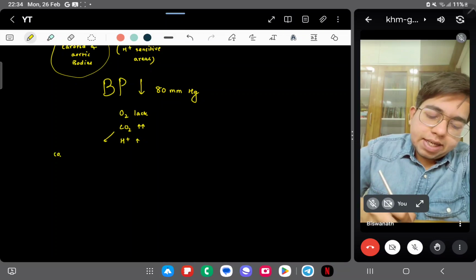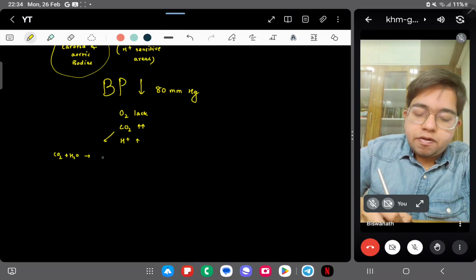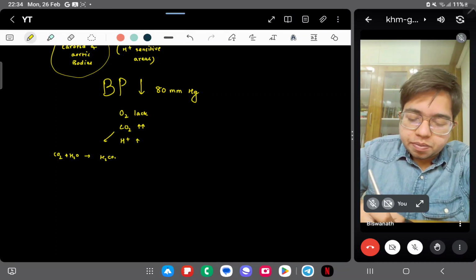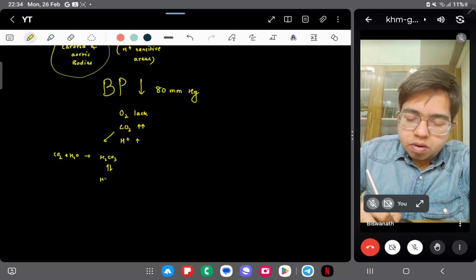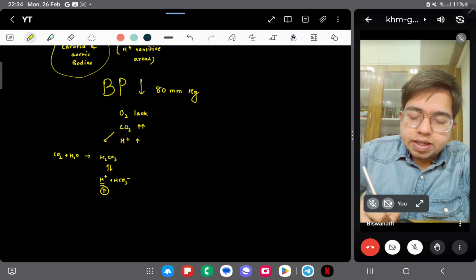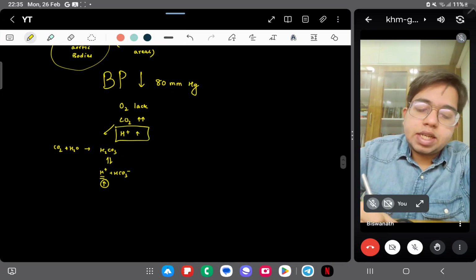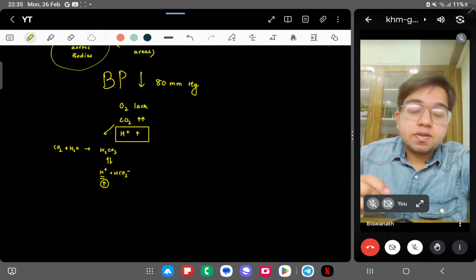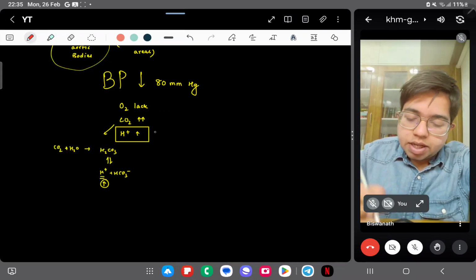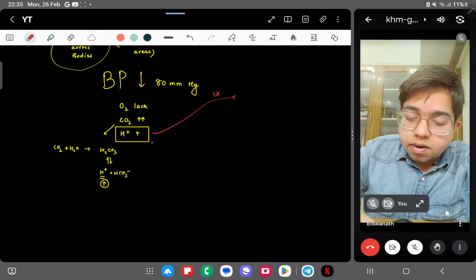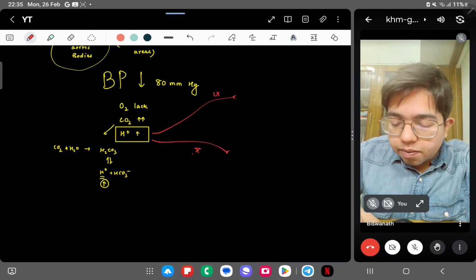Why am I saying acidic? If you dissolve CO2 in water, what will form? H2CO3. H2CO3 breaks down into H plus and HCO3 minus. If it breaks down, it will increase the level of H plus or not? Yes. Increased H plus. This increased H plus will again be sensed by these two nerves, ninth nerve and 10th nerve.